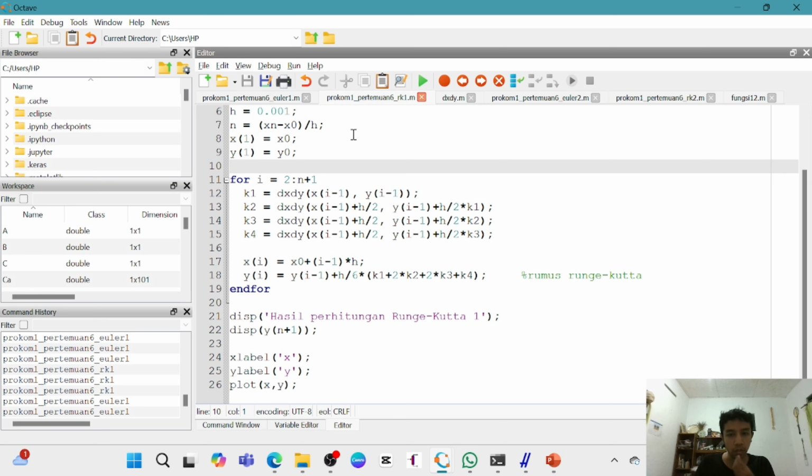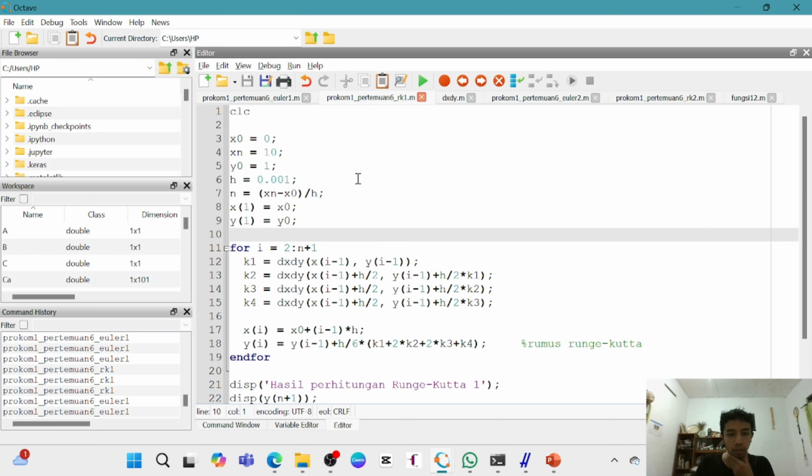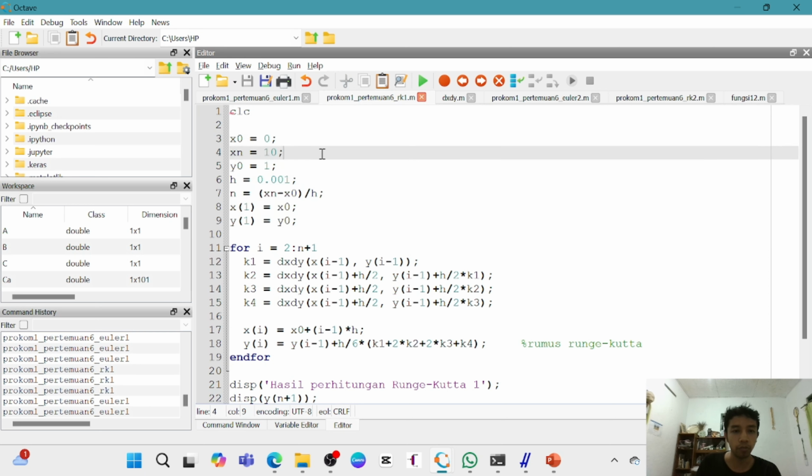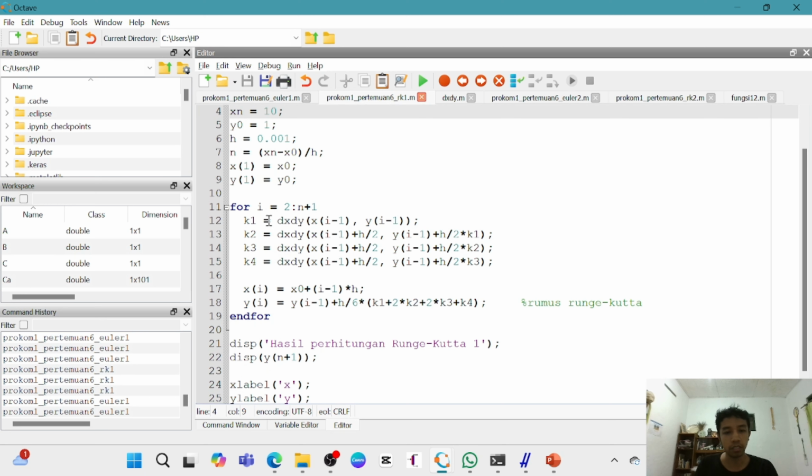Then we jump into the Runge-Kutta. The Runge-Kutta is quite the same as the Euler. The same, we have x0, then xn, y0, h, and this is the starting x, this is the starting y for array. This is array also. Then the difference is this.